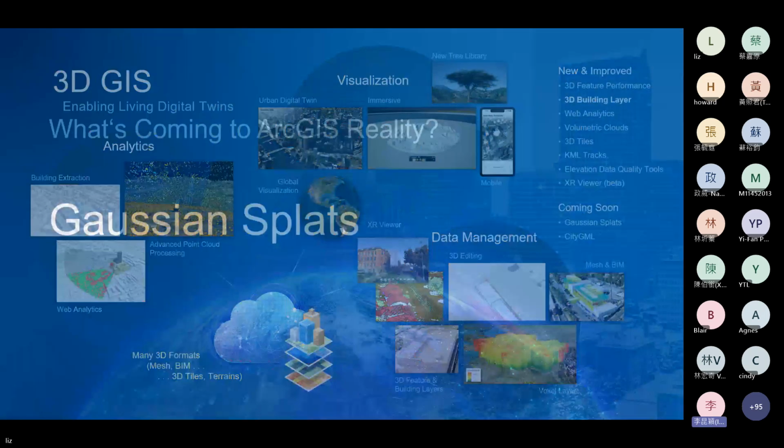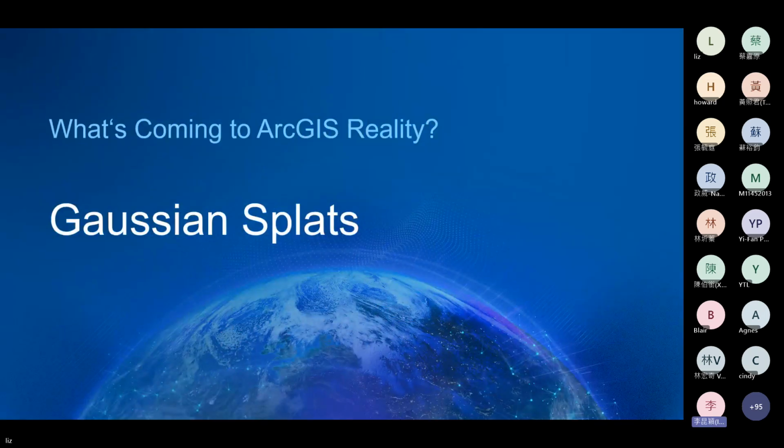And what's coming to ArcGIS Reality this November? It's Gaussian splats.